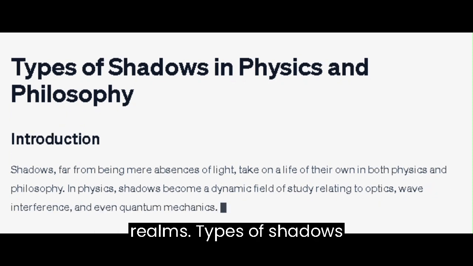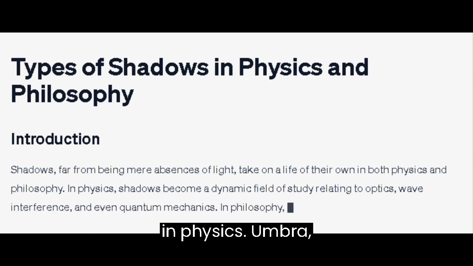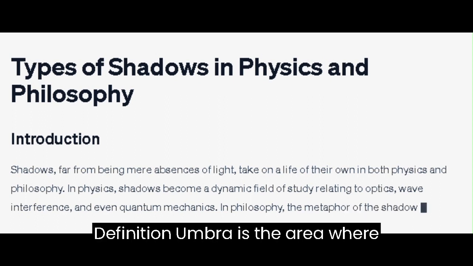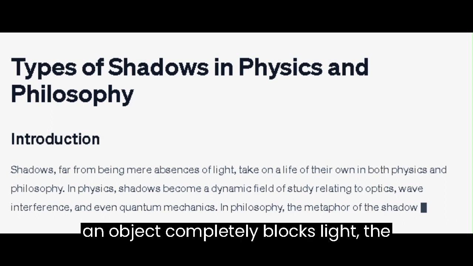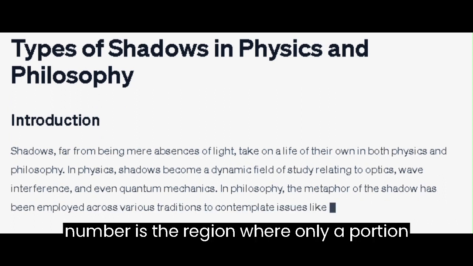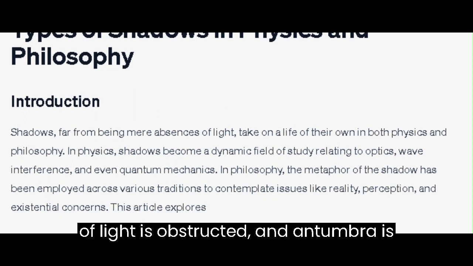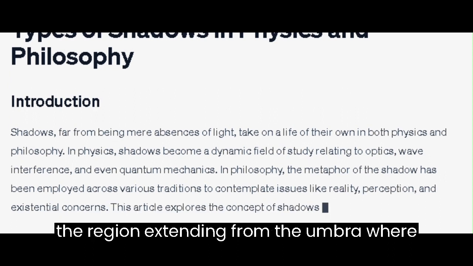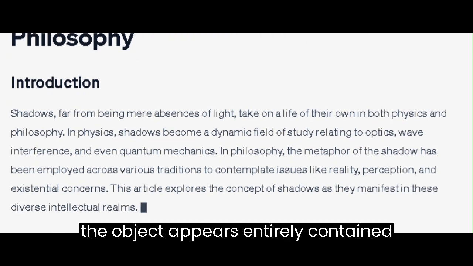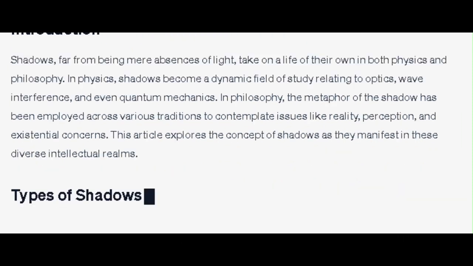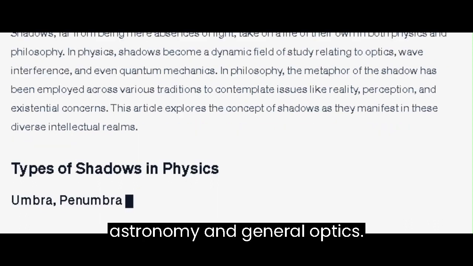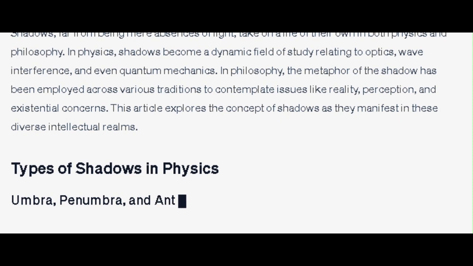Types of shadows in physics: umbra, penumbra, and antumbra. Definition: umbra is the area where an object completely blocks light, penumbra is the region where only a portion of light is obstructed, and antumbra is the region extending from the umbra where the object appears entirely contained within the light source. Applications: eclipses, astronomy, and general optics.